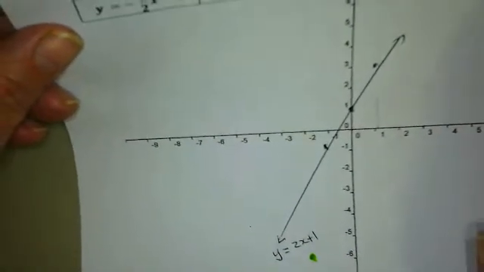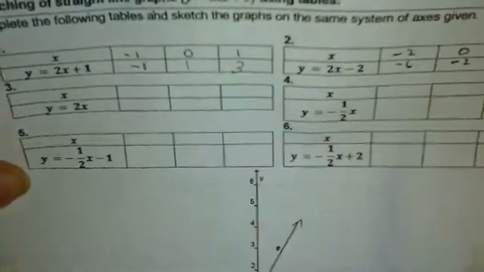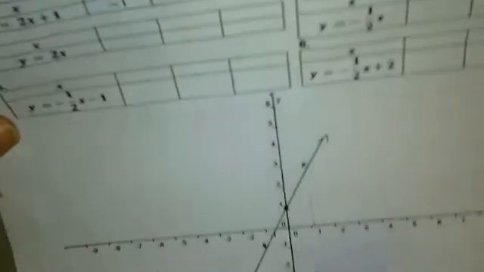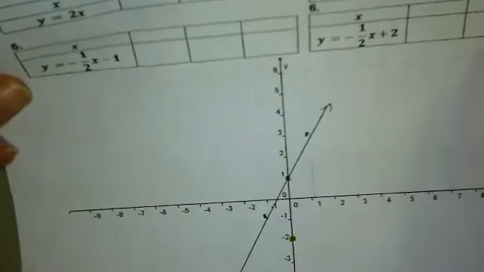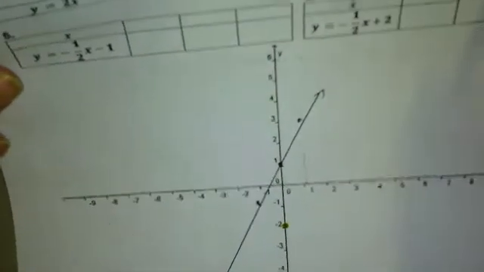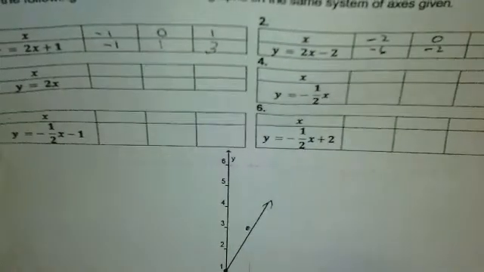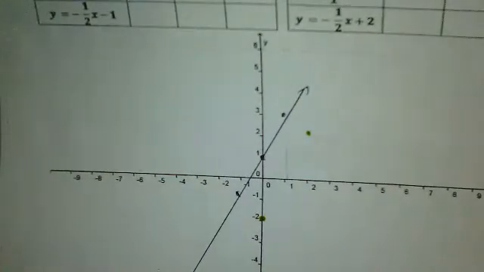Then I've got 0, 0, negative 2, 0, negative 2. So that's my 0. And that's my negative 2. Last point there is then 2 and 2. So I've got 2 and I've got 2. Once again you've got your 3 dots there.